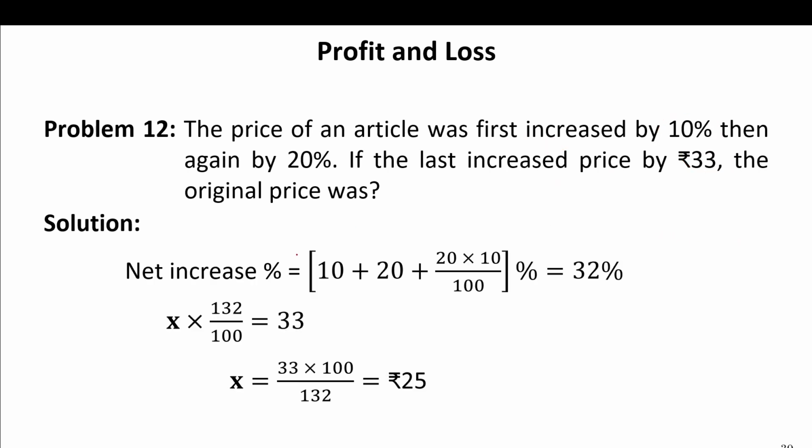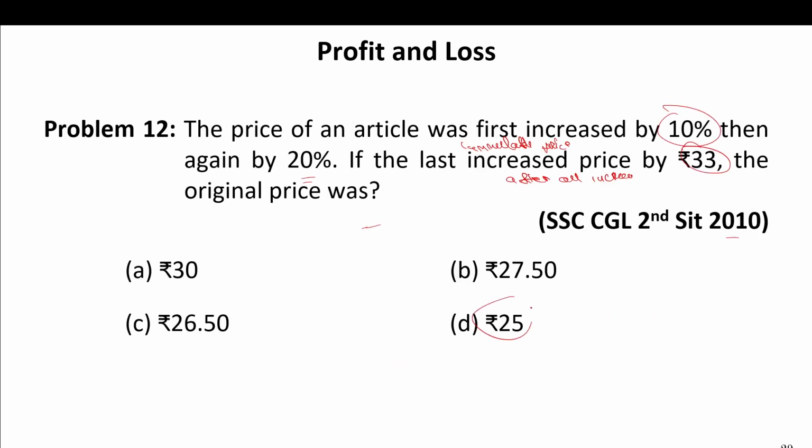Let's see. So net increase is equal to what? 10 plus 20 plus, it is minus. Okay, so minus should be here. So it will be this much. Okay. That is equal to 30 minus 2, that is 28%. Okay. So X is equal to what? 33 into 100 by 128 is equal to 25. Okay. So the answer will be 25 rupees. This is the correct answer.